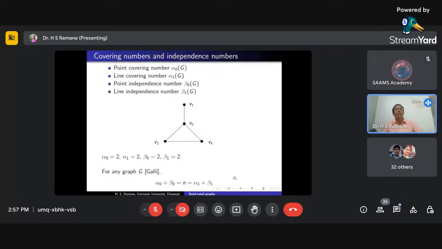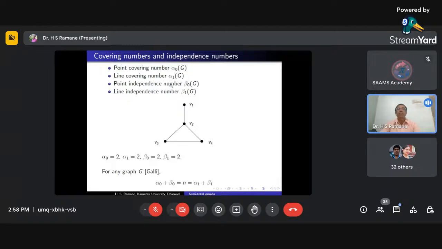Now some results on the covering number and independence number of the semi-total graphs. Point covering number means the minimum number of points which cover all the lines. Covering a line with a point means that the point is incident with the line. So the point covering number is the minimum number of points which cover all the lines. Line covering number means the minimum number of lines which cover all the points.